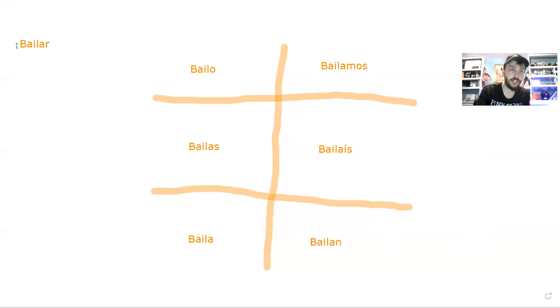So for the Spanish verb bailar, your conjugations are yo bailo, tú bailas, usted baila, él baila, ella baila, usted baila. Nosotros bailamos, nosotras bailamos, vosotros bailáis, vosotras bailáis, ellos bailan, ellas bailan, y ustedes bailan.